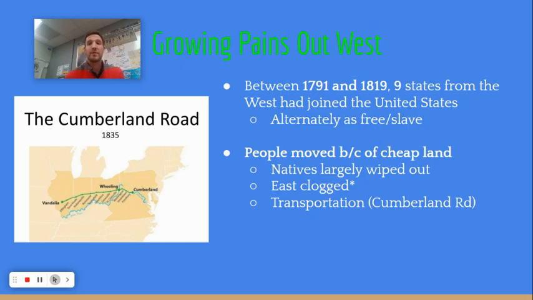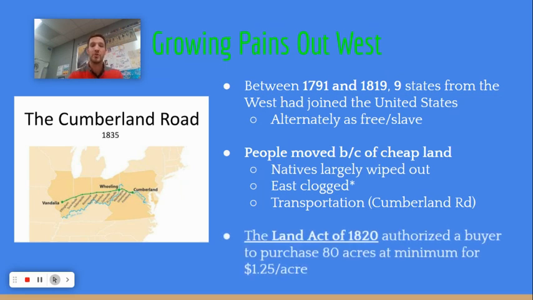And then you also have national roads, like the Cumberland Road being created. I think it was funded through the Jefferson administration that started this, and it was built over time. You can see it cuts through parts of present-day Ohio, Indiana, and Illinois.